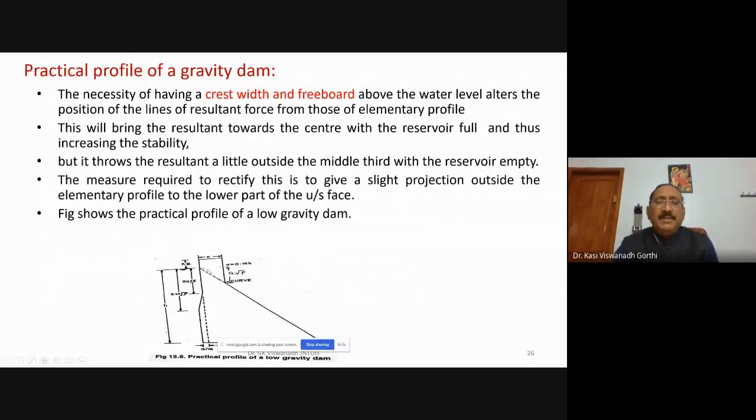But this elementary profile is converted to a practical profile because of two things. One is that we need to have a roadway at the top. So you can't have a zero width for the dam at the top. We need to have a certain width. How will this width be judged? The width will be judged based on several criteria. Of course, certain thumb rules also will be there.